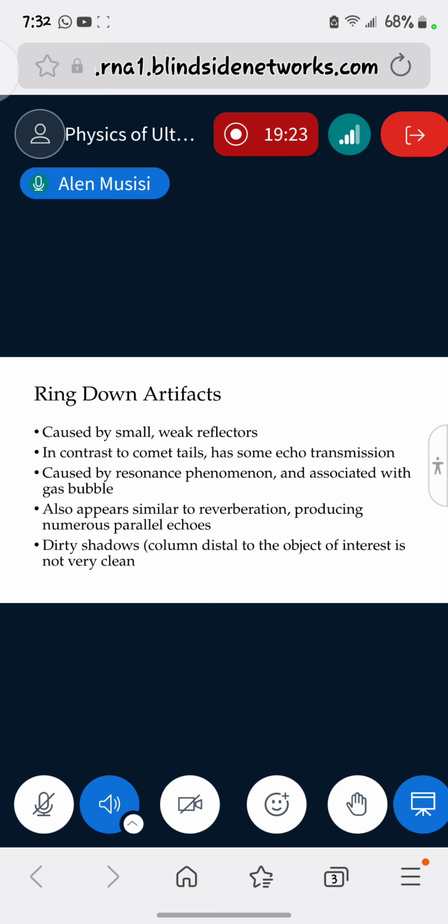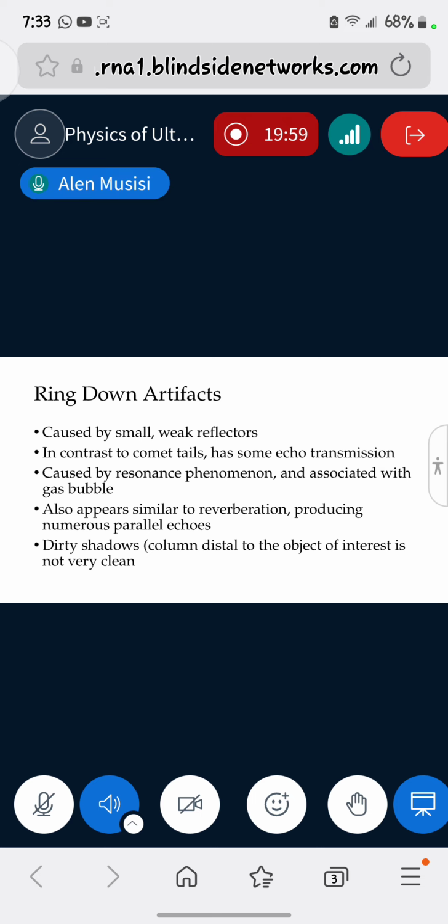Then we have what we call ring down artifacts. These are almost similar to the comet tails, but they are produced by gas bubbles only. Where there is gas, most likely there will be ring down artifacts. And they also form those signals that look like comet tails.